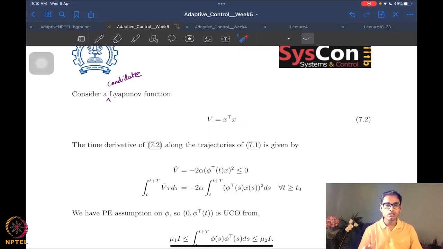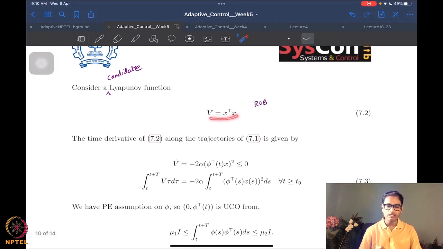We just have to use vector principles to take the derivative. That's all. And two, it is positive definite. And in fact, it's radially unbounded, because again, it's just a square. It plays the role of x squared. Whatever x squared is signifying in scalar systems, x transpose x is signifying the same in vector systems, when x is in Rn.